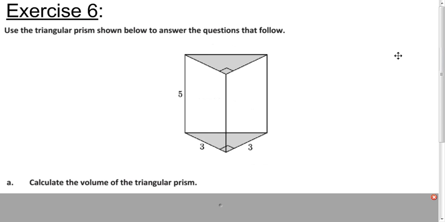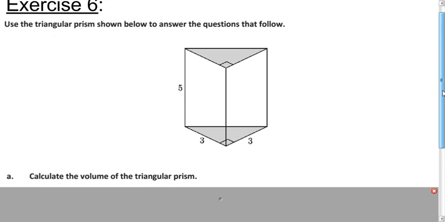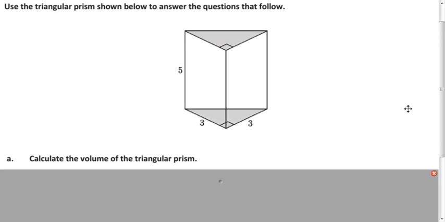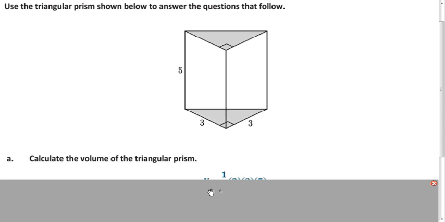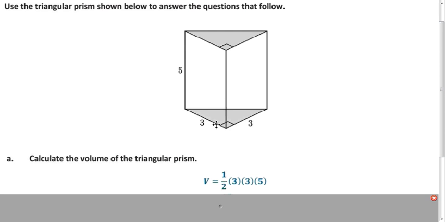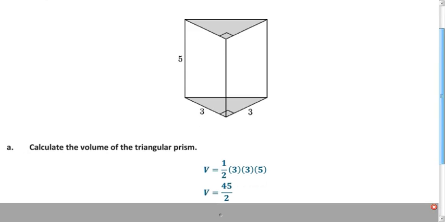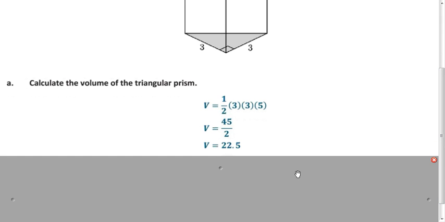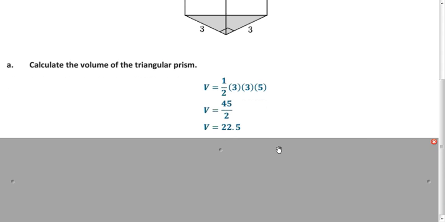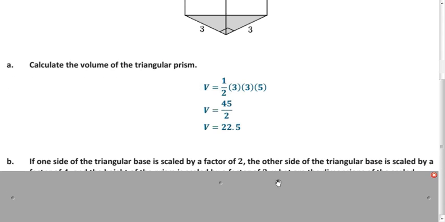So we're going to see here what happens if we scale differently in perpendicular directions. First, what's the volume of this triangular prism? Try part A, and I'll show you my solution. It's going to be the area of the base times the height. The base is a triangle, so 1/2 times 3 times 3 times your height gives us 45/2, which in decimal form is 22.5. And let's say units cubed because they don't give us any units.